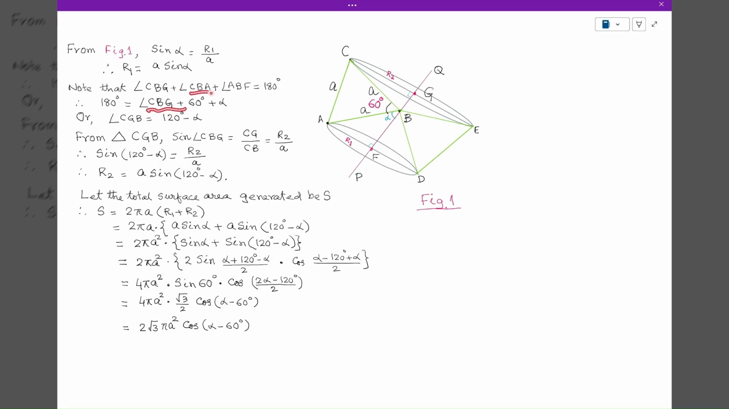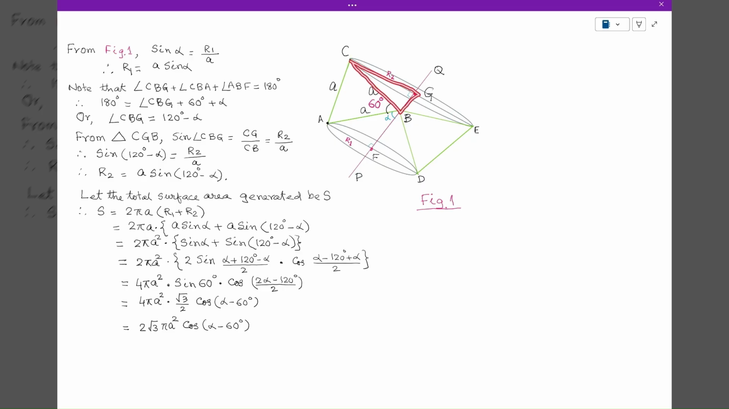CBG plus angle CBA is 60 degrees because this is an equilateral triangle, and in an equilateral triangle all the angles are 60 degrees, therefore this angle is 60 degrees. So here instead of angle CBA we can write 60 degrees, and this angle is given to be alpha. So this angle plus this angle plus this angle being 180 degrees, we get this angle is equal to 180 degrees minus 60 minus alpha. That means 120 minus alpha. So, angle CBG is equal to 120 degrees minus alpha.